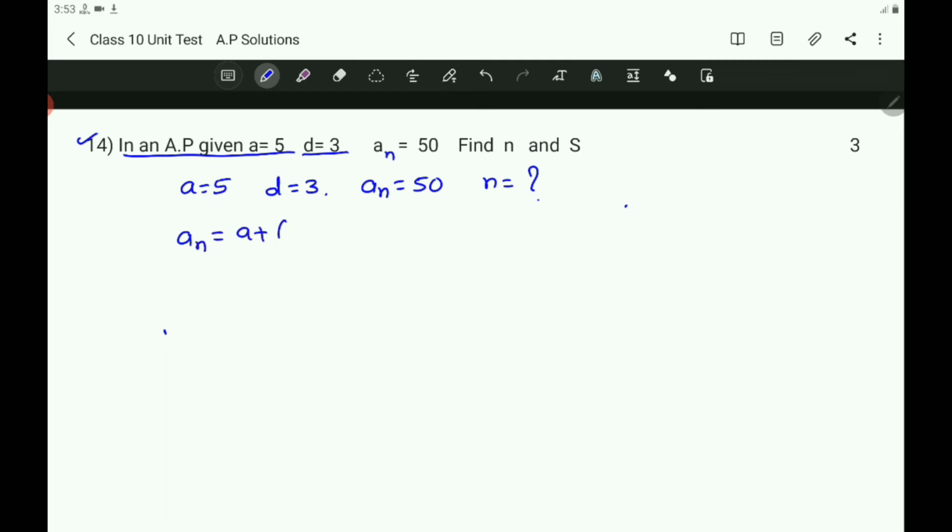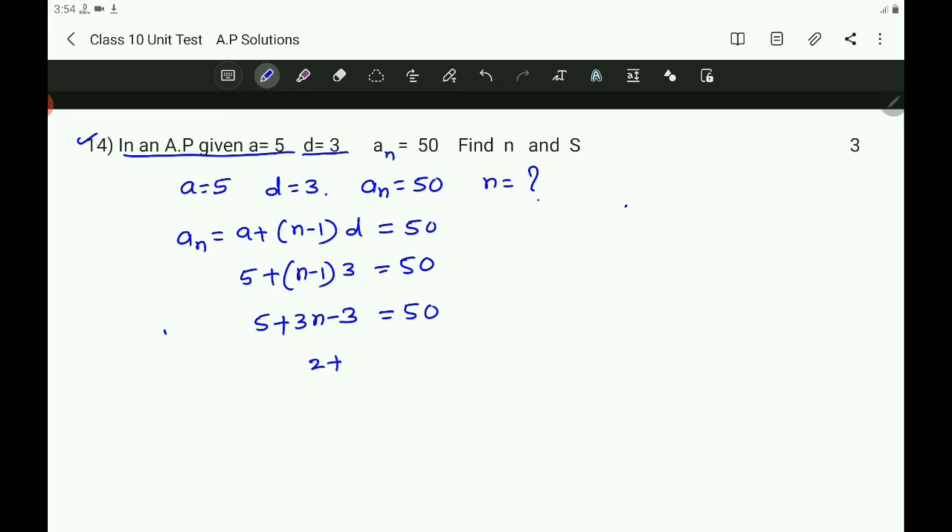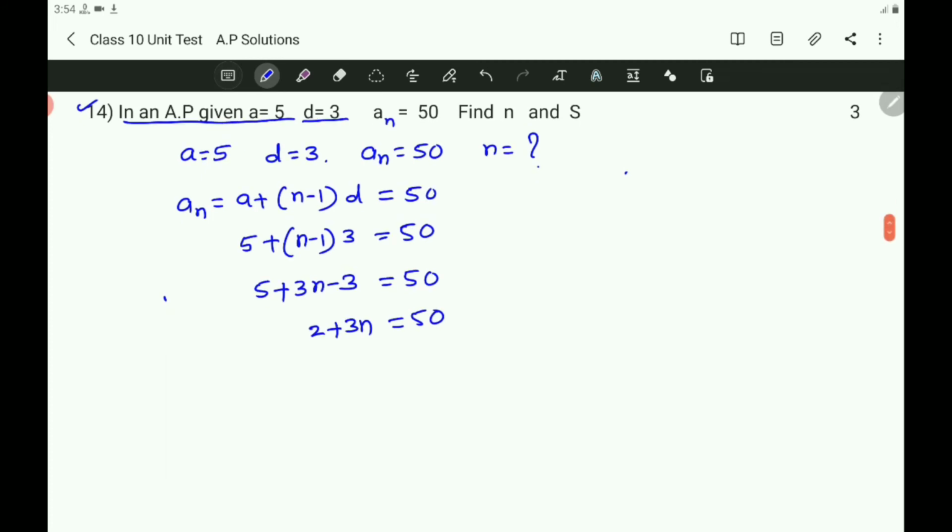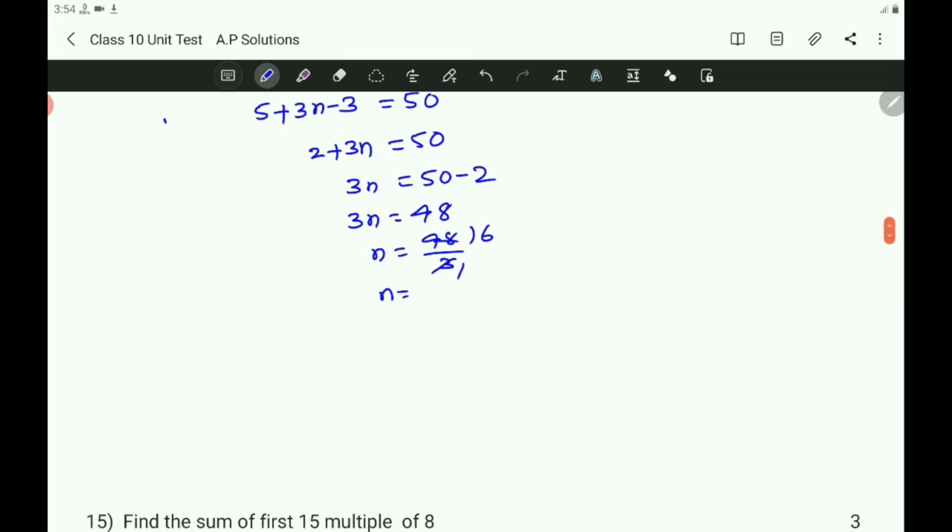AN equals A plus n minus 1 into d, that is take 50. Then in the place of A, write 5 plus n minus 1, D is 3, that equals 50. Then it becomes 5 plus 3n minus 3 equals 50. Then 5 minus 3 is 2, that is 2 plus 3n equals 50. To get 3n, write 3n equals 50 minus 2, 3n equals 48, then n equals 48 by 3, 3 16s are 48, you got that n equals 16.